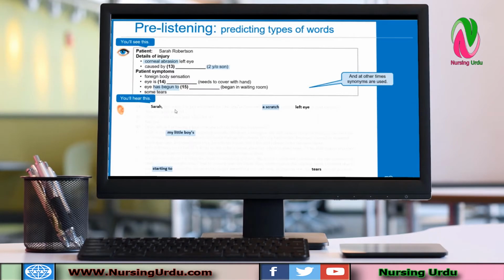2-year-old son, my little boy, has begun to, starting to. So you can see there, this is why we need to be aware of these differences in language and different ways of expressing the same idea.